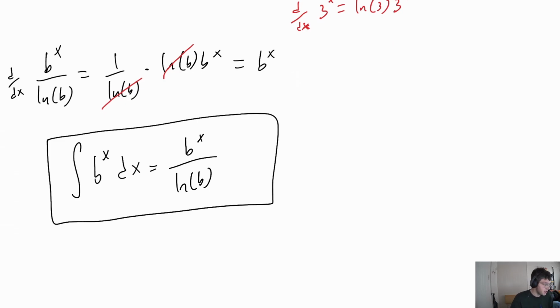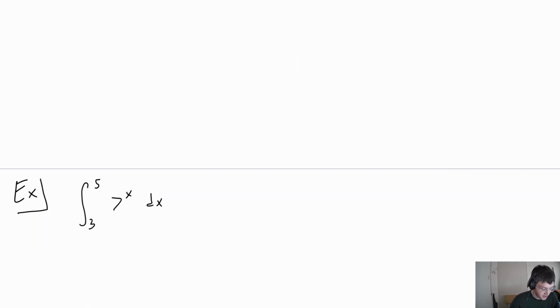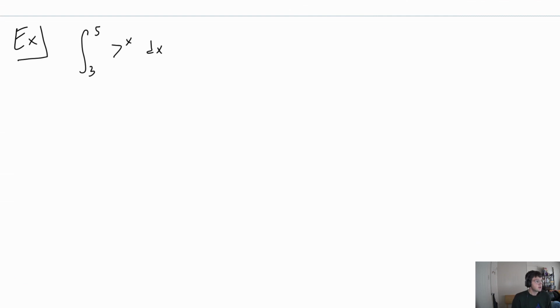Okay, let's use that in a problem, right? Let's do that to actually solve something. What I have here is I want to find the area under the curve 7 to the x, between x equals 3 and x equals 5. We do this, of course, by taking an antiderivative, plugging in 5 and 3, and then subtracting what we get.